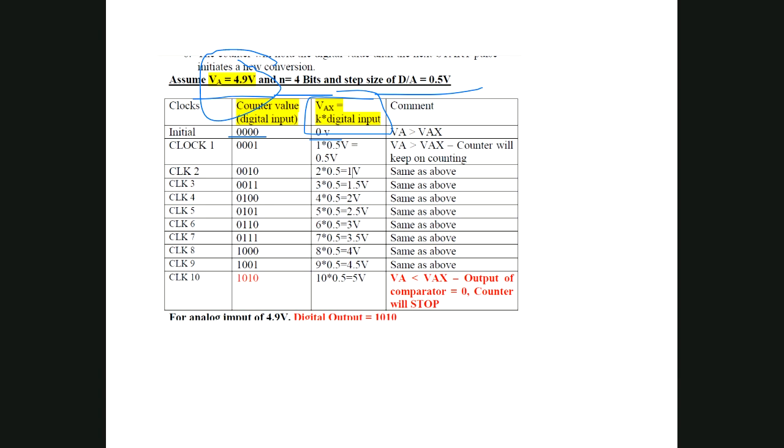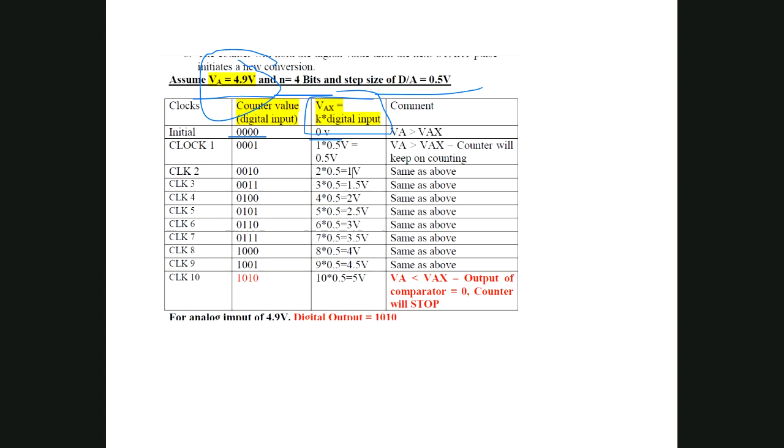So clock number one, the next clock will come, and the counter will count. 0001, 1 times 0.5 is 0.5. Still VA is more than VAX, so the counter keeps on counting, because EOC is still 1, from the AND gate. Now clock 2: 0010, 2 times 0.5 is 1 volt, same as above, until clock number 10.